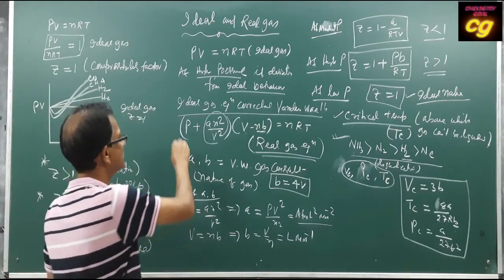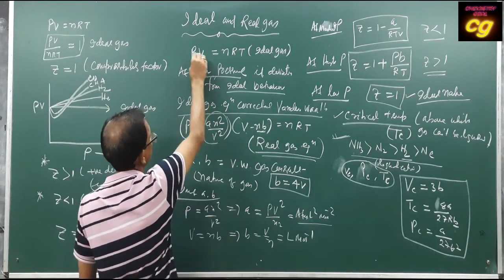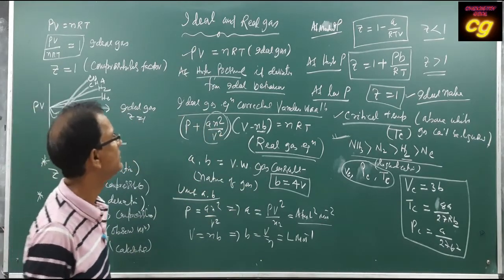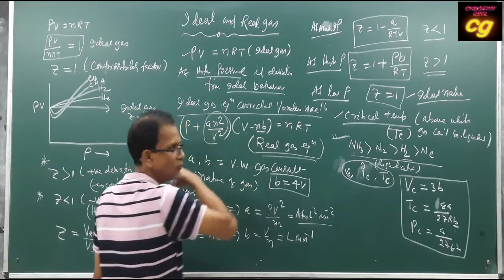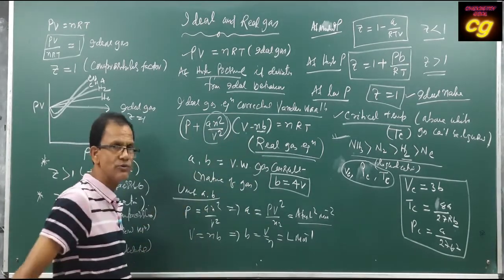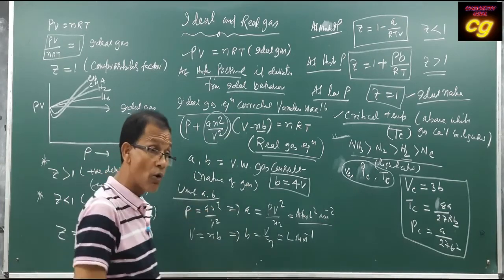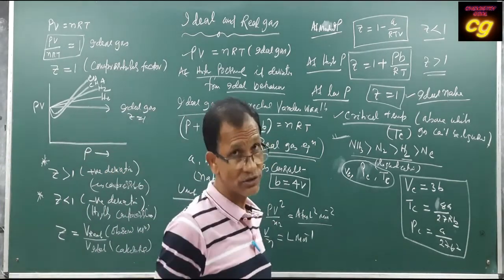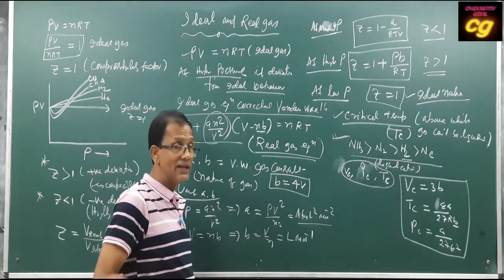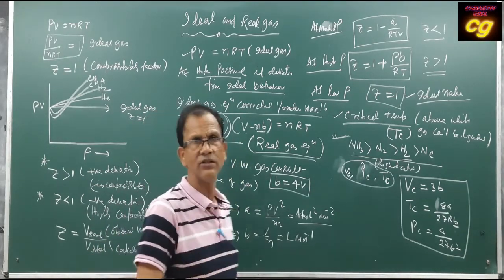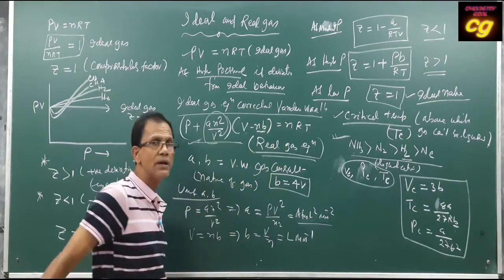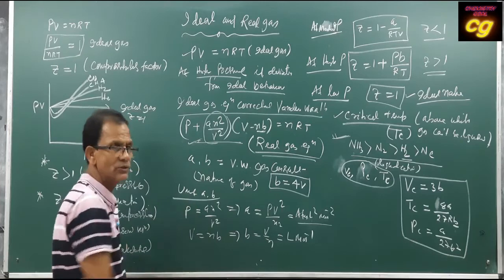That's why Van der Waals corrected the ideal gas equation into (P plus n squared a by V squared) into (V minus nb) is equal to nRT, where n is the number of moles. This is the corrected equation by Van der Waals. It is also called the real gas equation. This equation is obeyed by all gases under all conditions. Actually, no gas is 100% ideal, so this equation can be used for all types of gas.